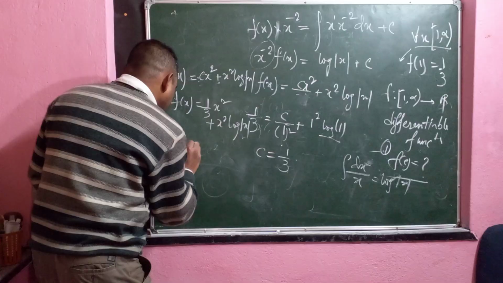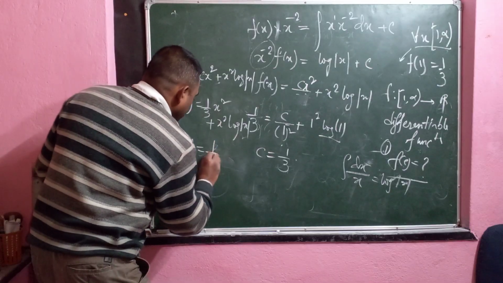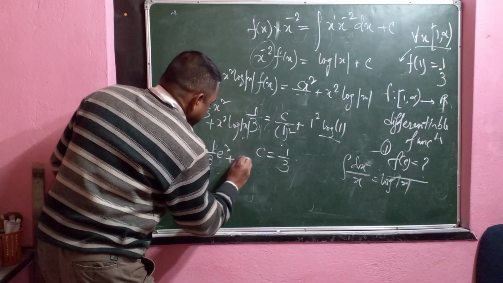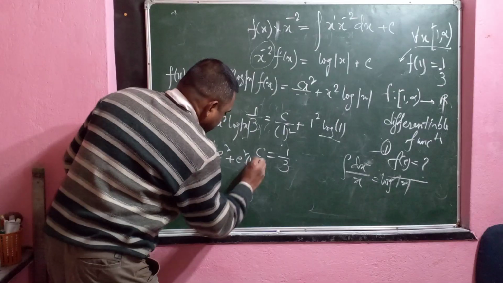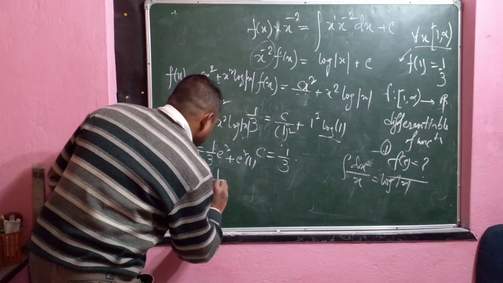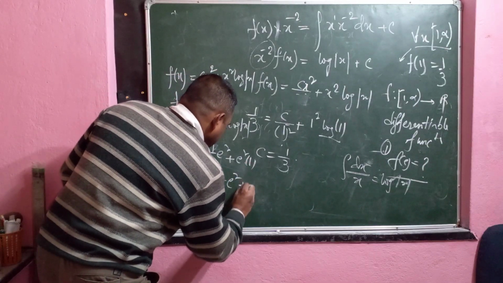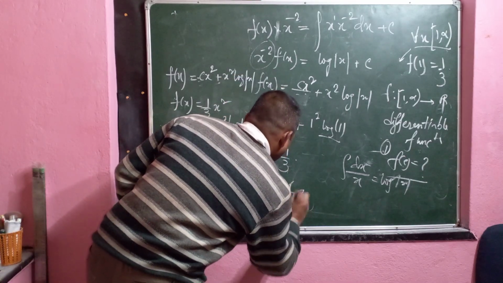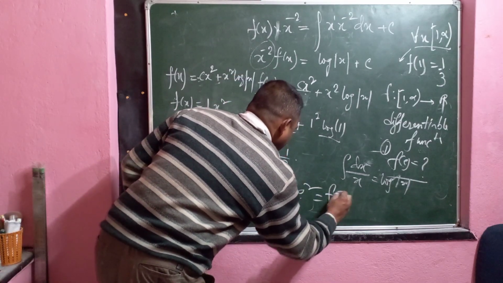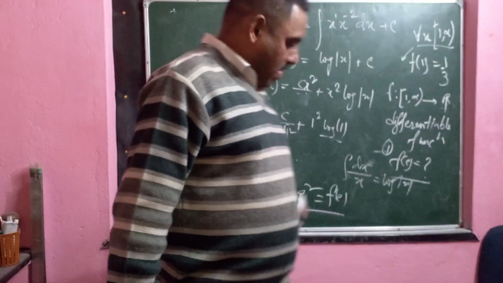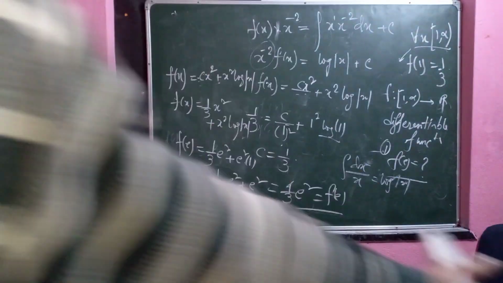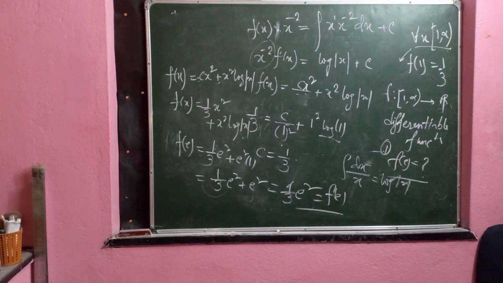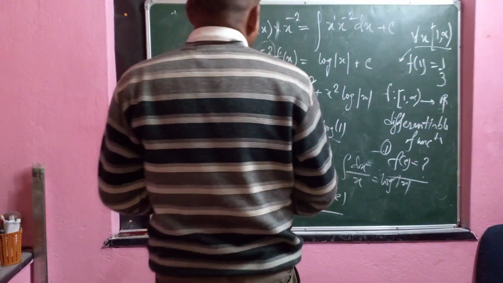Okay, if x is e, so this is 1/3 e square plus e square log e, which is 1. So the end result will be 1/3 e square plus e square. So that is 4/3 e square, which is your f(e). Okay, because the option is this. There is no such option. Very sorry, calculation mistake.